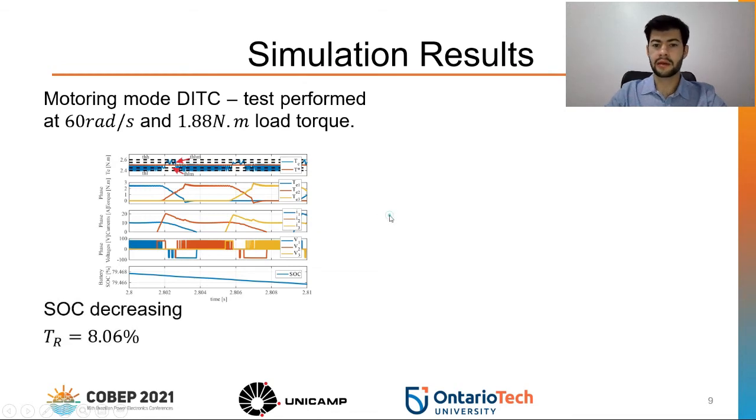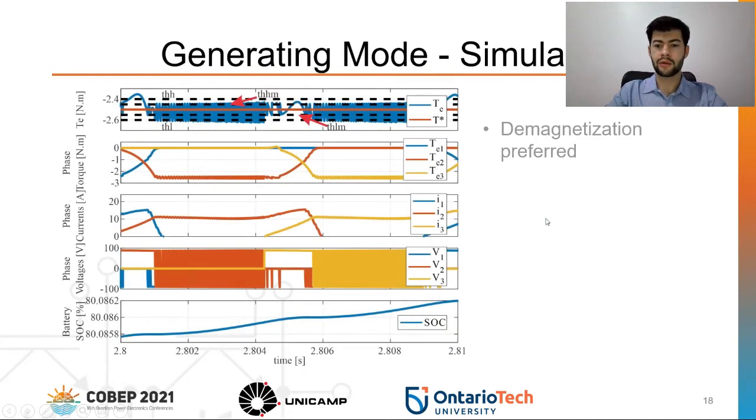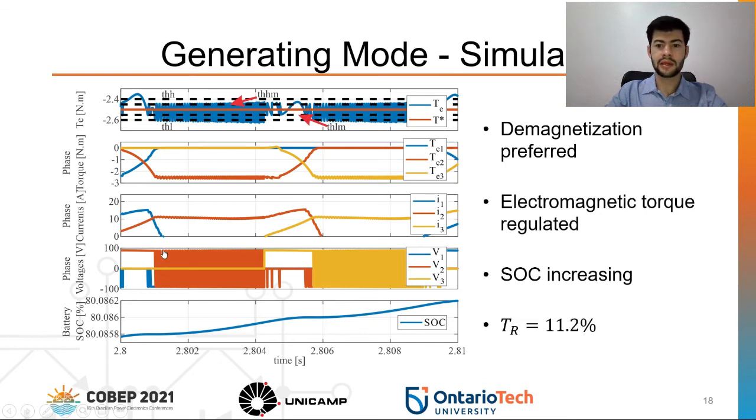Going back to verify the generating mode, we performed the test at 60 radians per second and a load torque of minus 3.08. Once again, taking a closer look here, we can see that the demagnetization is always preferred, and the magnetization is only used when it's absolutely necessary to increase the torque. The electromagnetic torque was maintained inside the hysteresis band, except for one point here where we lost a little bit of torque regulation. Nonetheless, the state of charge is increasing, showing that the generating mode is in operation.